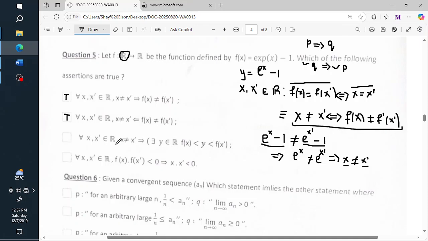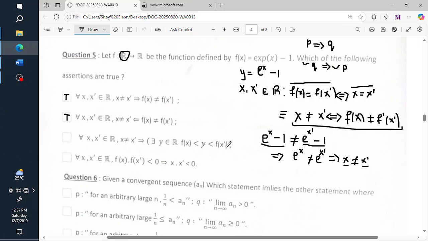So this third one says that for every x and x prime in the domain of the function, x not equal to x prime implies that there is a y in R such that f of x is less than y less than f of x prime. This is actually testing the monotony of the function. Is it okay? So here we need to verify if the function is increasing or decreasing.